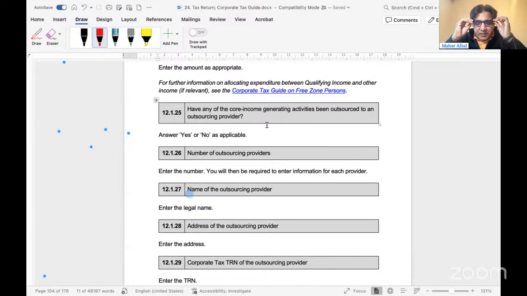If you are not performing the SIGA in the free zone, then you need to outsource the SIGA to any other free zone person. Once you are outsourcing to another free zone person, you need to supervise as well.